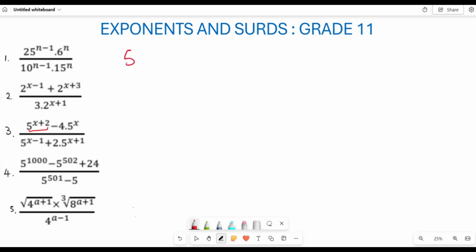Now we are given 5 to the power of 1000, subtract 5 to the power of 502, and this is going to be plus what? This is plus 24. This is divided by 5 to the power of 501, subtract 5. Now, what is it then that you are going to do from here?